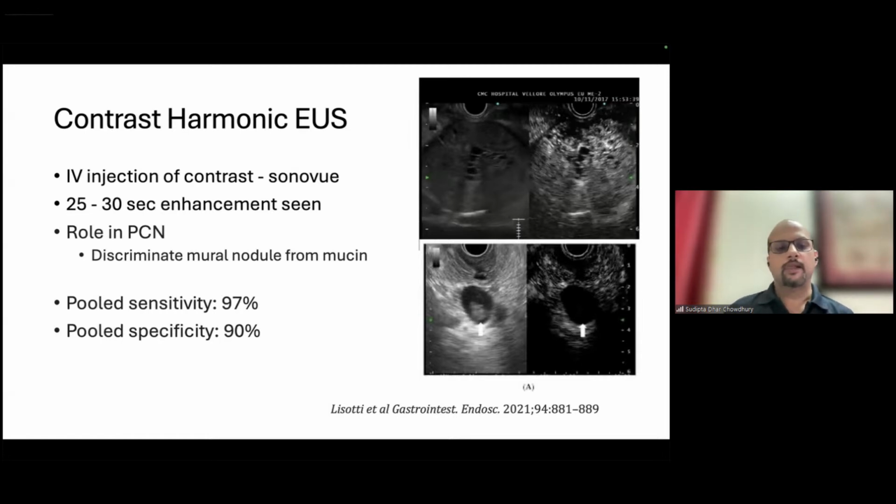The sensitivity of contrast harmonic EUS to discriminate between mural nodule and mucin has been to the tune of 97%, and specificity is 90%. As in this case, you can see there's a small blob here, which possibly is a mural nodule, but on contrast harmonic it does not take up any contrast, and so this is more likely to be a mucin plug.